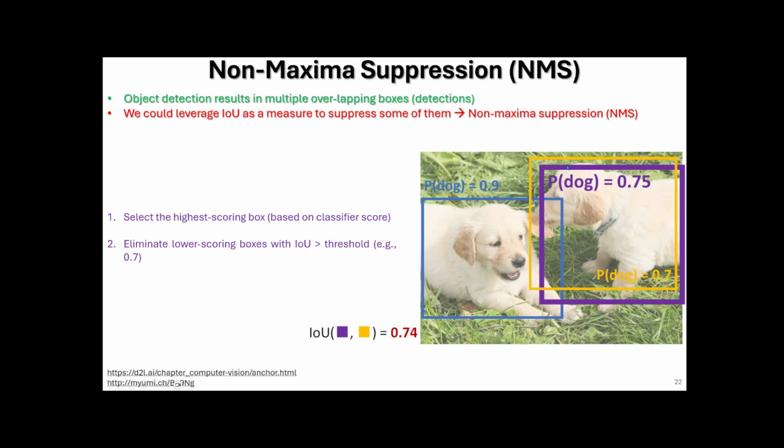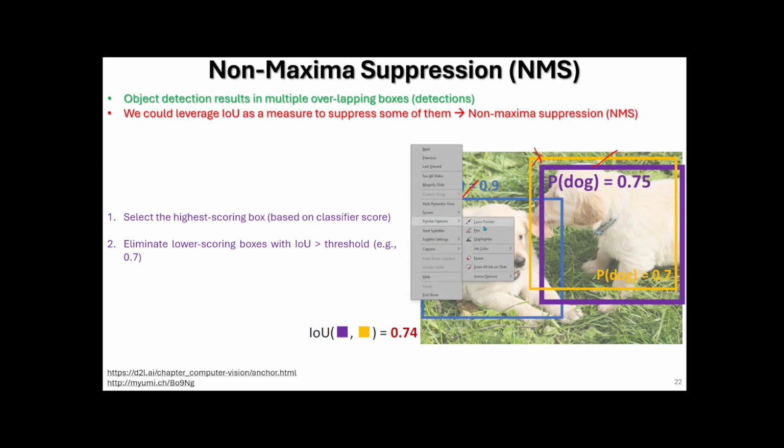Now the remaining ones you sort again: 0.75, 0.7, so I'll go with 0.75, of course only two of them, so it's pretty simple. Then you find the IOU score with the orange, which is 0.74, and that's above 0.7, so you can eliminate this one as well. So you only have this one and this one remaining. That's the idea.